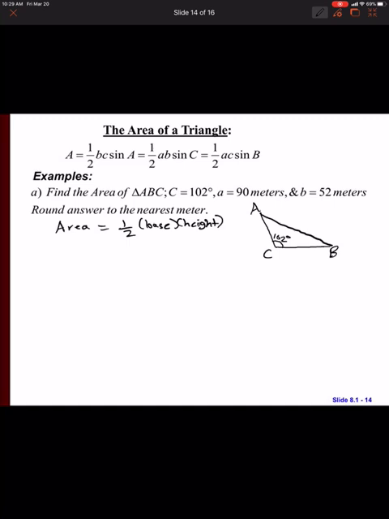Now we know side A will be the side opposite, so that's 90 meters in length. Here's A's length, side A. And side B, the side opposite angle B, is 52 meters in length. Now let's look at finding the area of this triangle. We need the base and the height to calculate that.